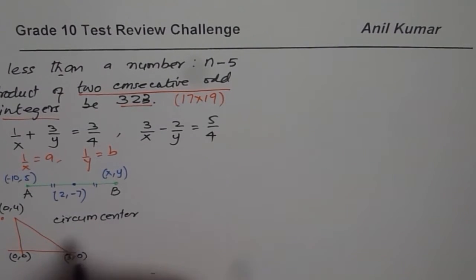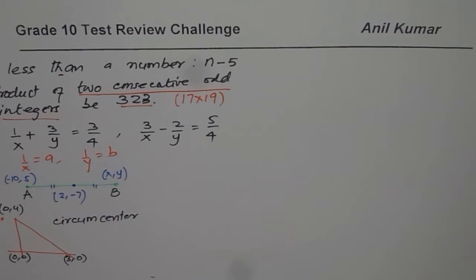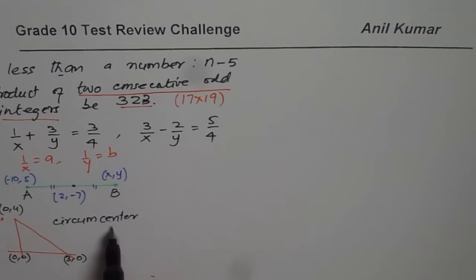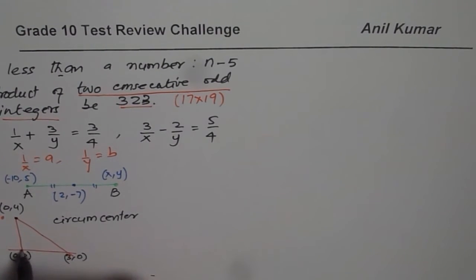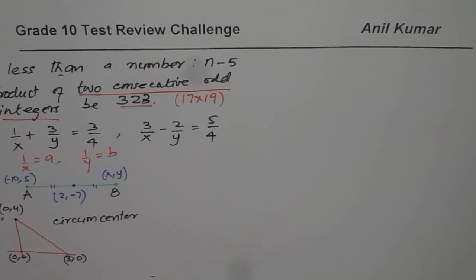Now that could be very challenging, and you remember what circumcenter is: you have to find the perpendicular bisectors of each side, and the point where they intersect is the circumcenter. And from the circumcenter, if you draw a circle, then it should go through all three vertices of the triangle. That is what we learned about circumcenter.